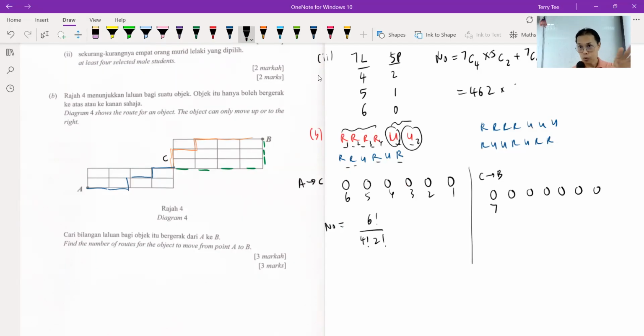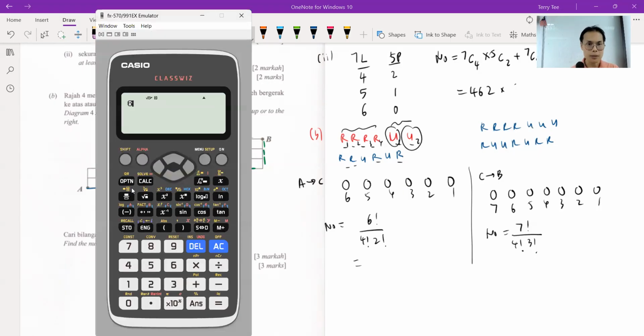If you don't care about arrangement, it's 7. If you do care about arrangement, the R1, R2 are all different, so it's 7, 6, 5, 4, 3, 2, 1. So the number of ways will be 7 factorial divided by 4 identical R and 3 identical U. Okay, so let's count them separately, step by step.